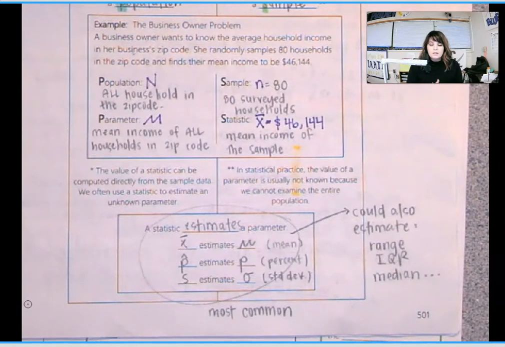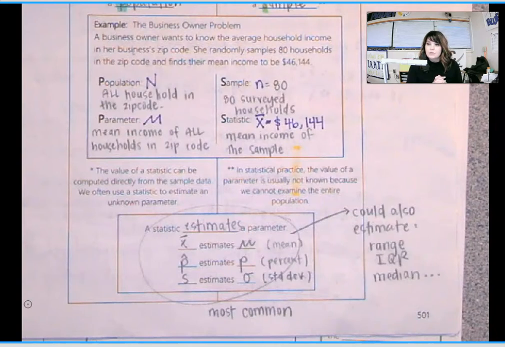So mean applies to when you want to find the average of a population, which means it needs to be quantitative data. And then a proportion applies when we want to find the percent of a population that does something or is something. So that means you have to have categorical data.